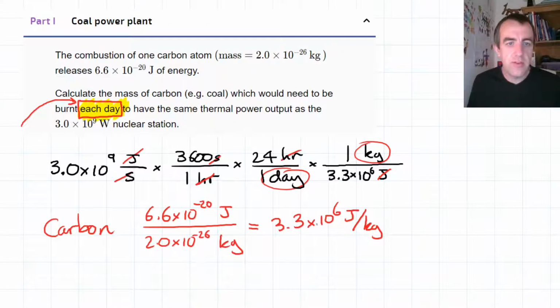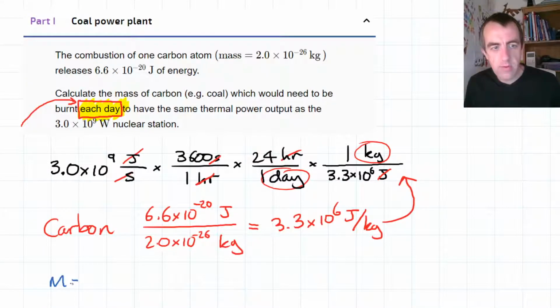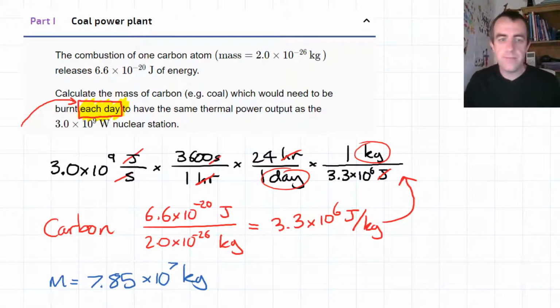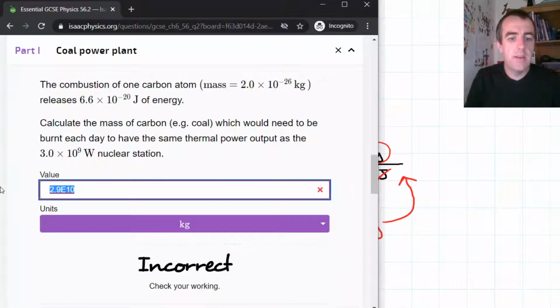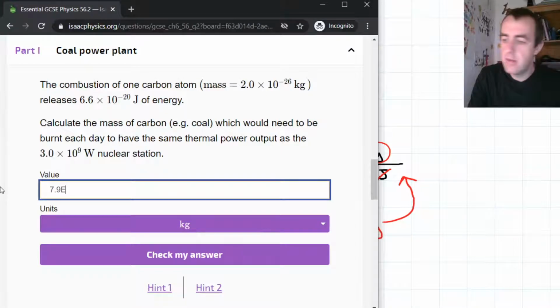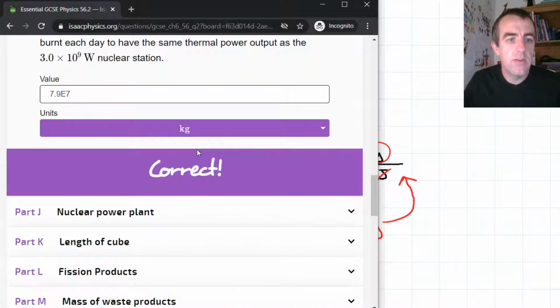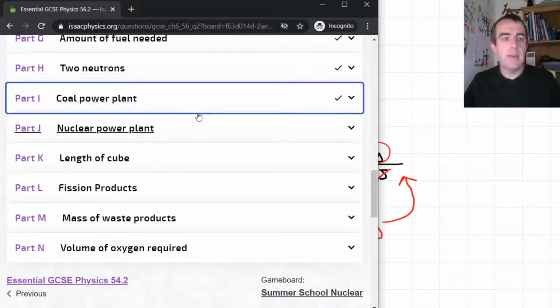What I'll do is I'll just write that there so we know that's where that follows on from. And we get a final answer for carbon of 7.85, so that would be 7.9 times 10 to the 7 kilograms. 7.9. Let's put that in. Yeah, I did think that looked like a bit too high a number. Correct. Good. Right. Now we go back to nuclear power plants.